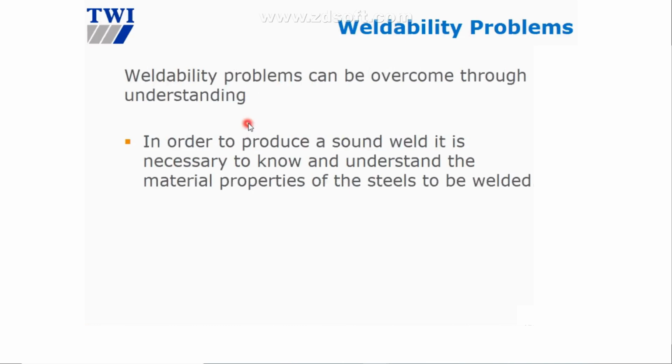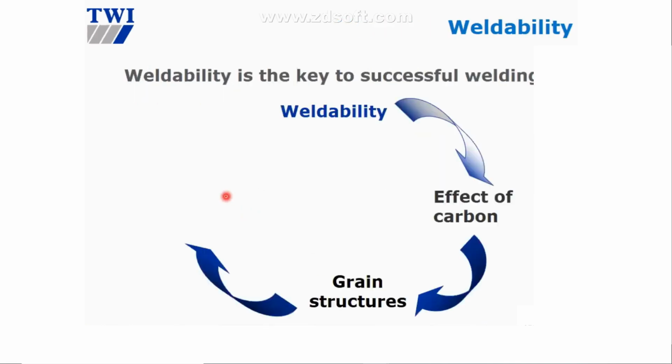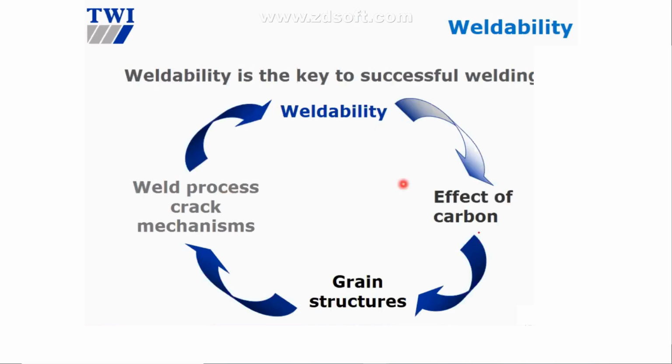All right. So weldability problems can be overcome through understanding. In order to produce a sound weld, it is necessary to know and understand the material properties. So that is what is said here. Before we weld the material, the first thing to do is to know the material. So here, on weldability, the first thing they talk about is the effects of the carbon in the material, and also the grain structure produced. Grain structure can be changed by heat treatment, right?